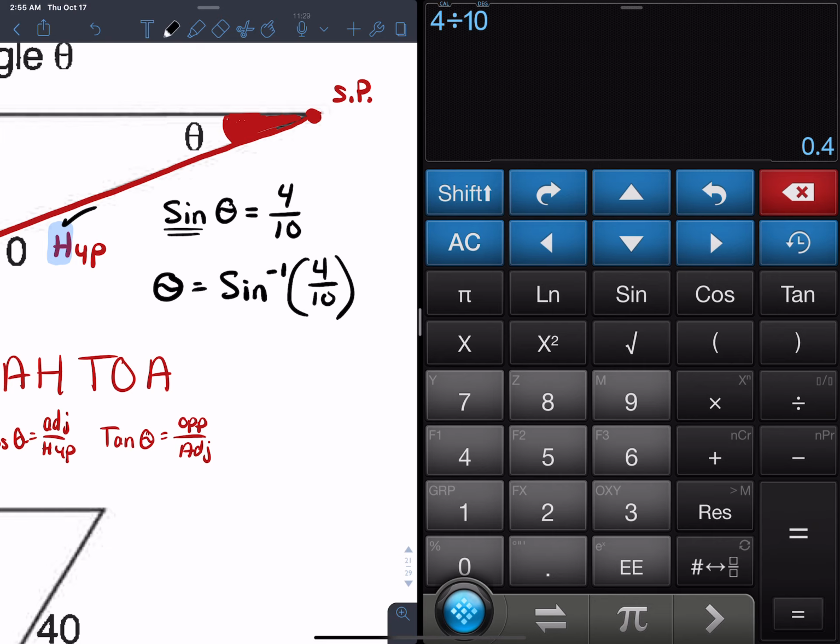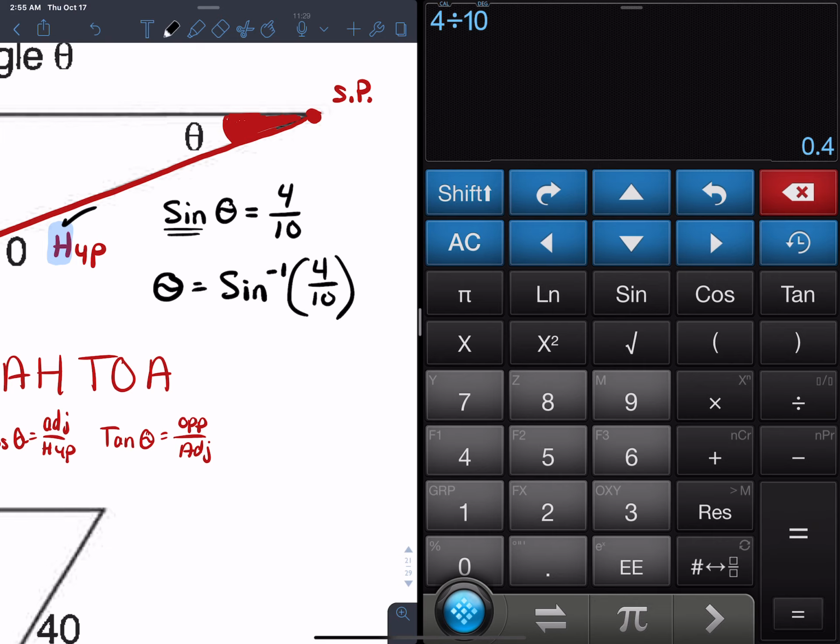Okay. We have inverse sine. We get the parentheses. We go 4 divided by 10. And again, you have to get used to your own calculators. On mine, I have to close this. I hit equals. So theta, in this case, is going to be 23.6 degrees.